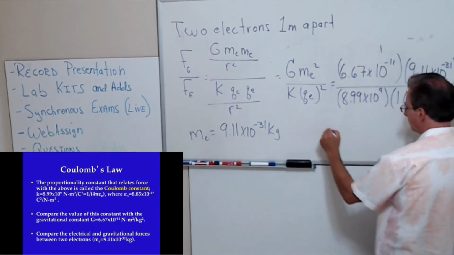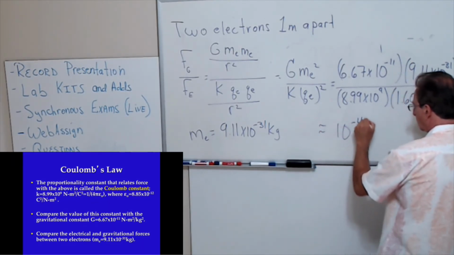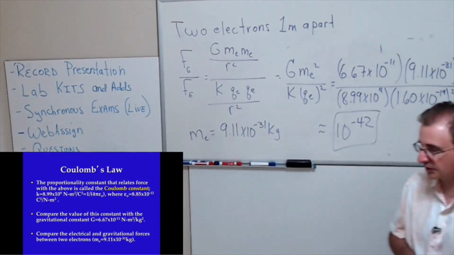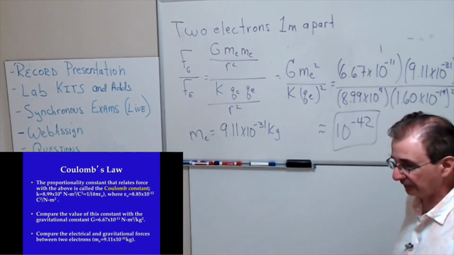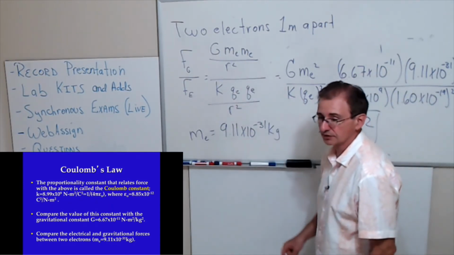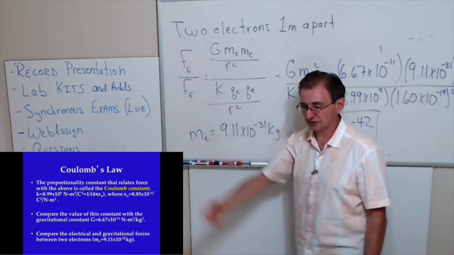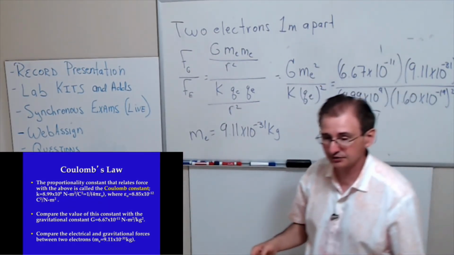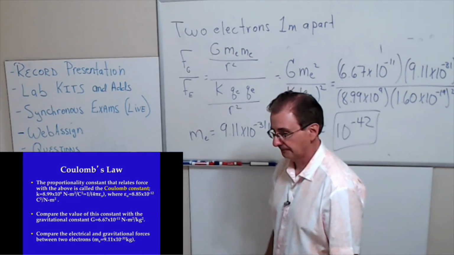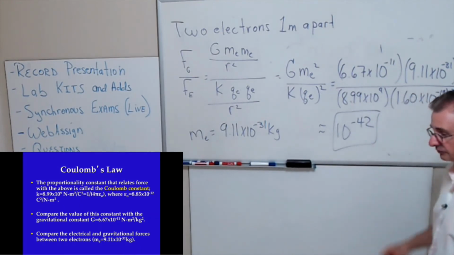This ratio is approximately 10 to the minus 42nd. That gives you an idea how small the gravitational force is compared to the electric force. To really experience gravitational forces, you need to be dealing with big objects. With electric forces, you don't. Look at that, it's such a huge difference.